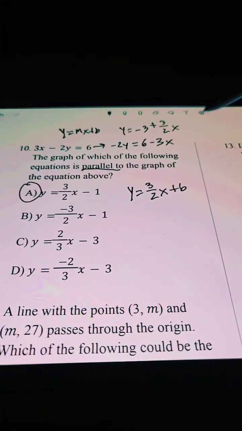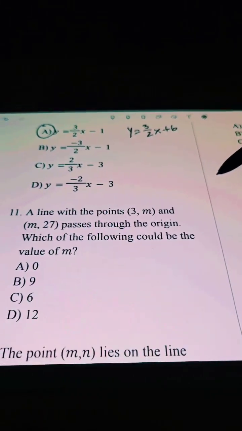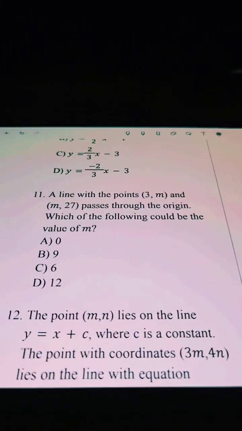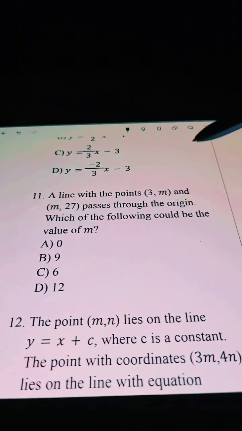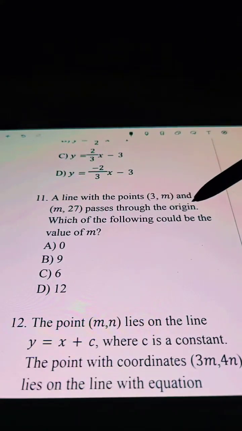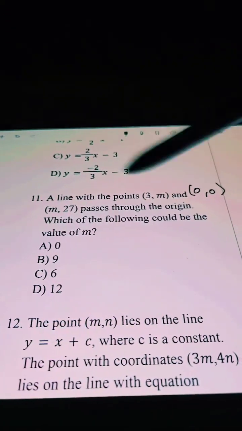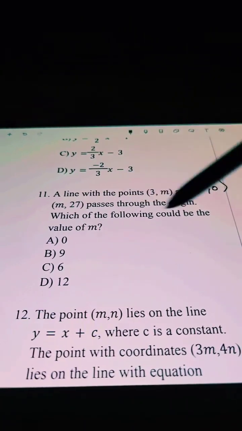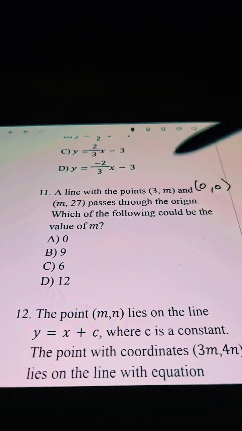So let's go to number 11. So it says a line with the points this and this passes through the origin, so you also know it passes through (0, 0). So there's basically 3 points you've been given. Which of the following could be the value of m?